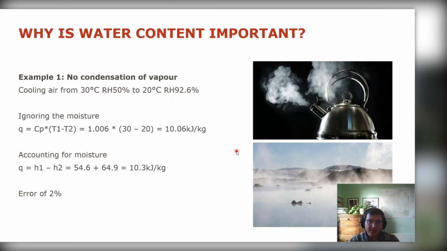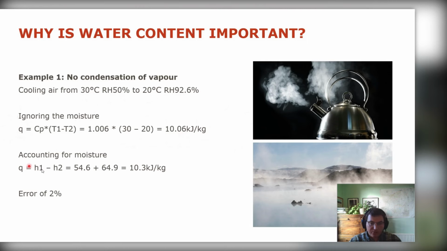The first one we'll look at is: what if we're cooling some air but there's no condensation of vapor, i.e. the vapor will not change its state, it will remain in its gaseous form and will not condense into a liquid. If we ignore the moisture and we don't want to know what the relative humidities are, we just know it's air at 30 degrees cooling down to 20 degrees, that's the calculation you would do. The cooling load would be Cp times the difference in temperatures, and that would give us 10.06 kilojoules per kilogram of air.